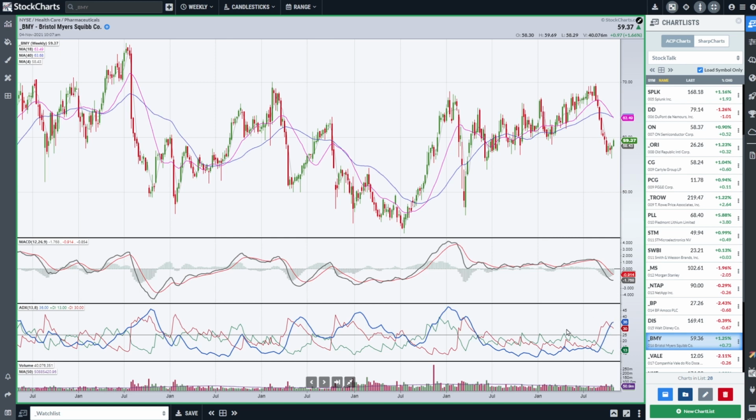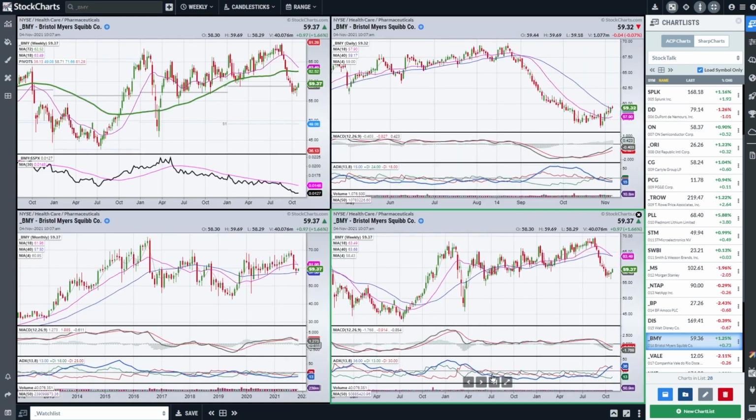So now we actually have negative ADX going. Look at that. That line is rising because red is climbing. We've got an expansion phase to the downside. So expect resistance at 60 to 62 here.